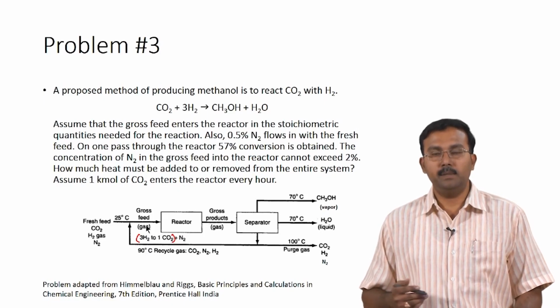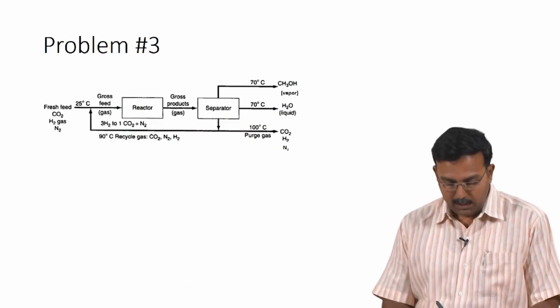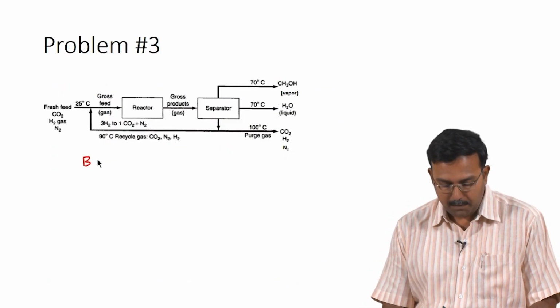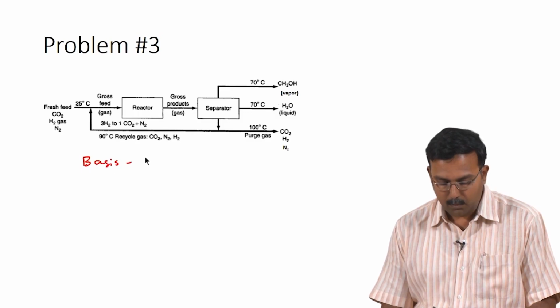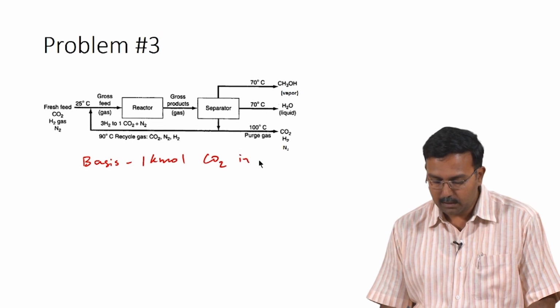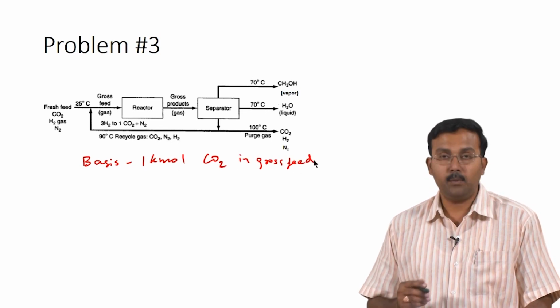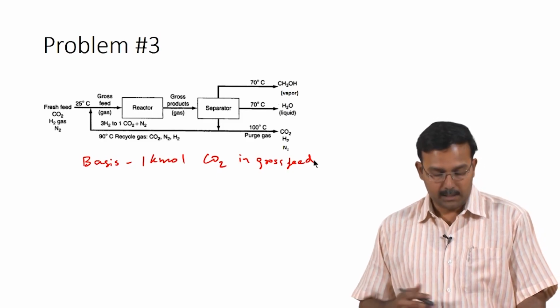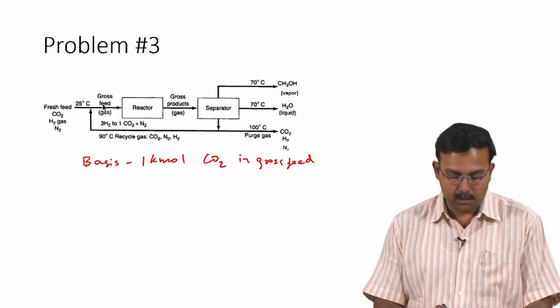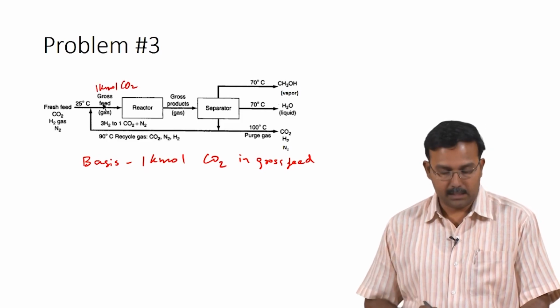Once we have that, we can actually perform the energy balances. Let us go to the problem, let us try to solve this problem. Based on the information given to us in the problem, we can use the basis as 1 kilomole of CO2 in gross feed. So, we have been told that 1 kilomole of CO2 enters into the reactor, which means this is the gross feed and you have 1 kilomole of CO2 entering here. So, this is the basis given.